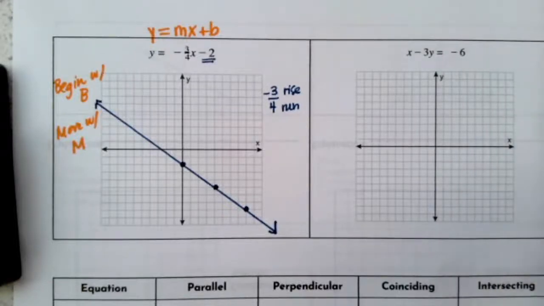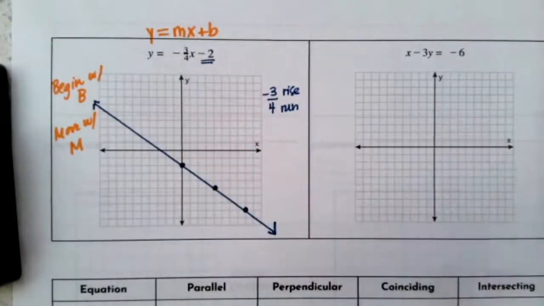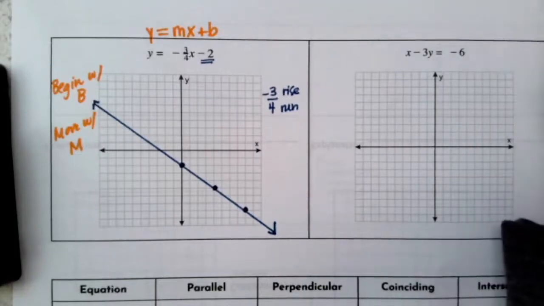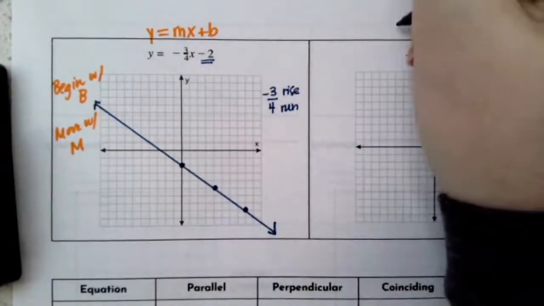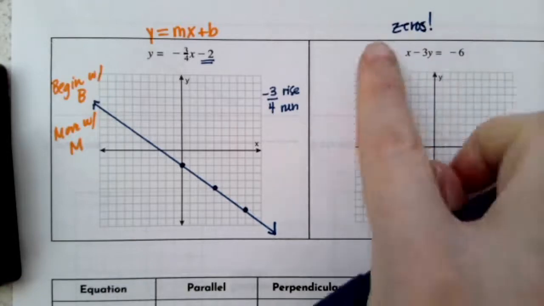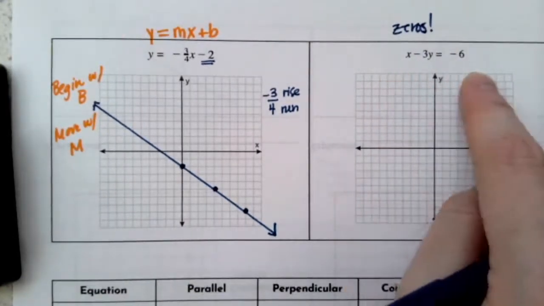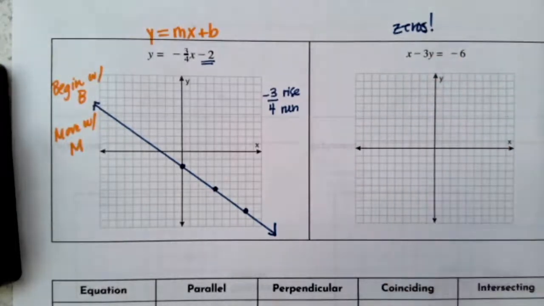So now we're going to do, this only works for the y equals mx plus b. So now we're going to do the other method of ones where we don't have y equals mx plus b. What do we do? And in this case, we're going to use the zeros method. So this one is begin with b, move with m. This is the zeros. And the reason it's the zeros method is because we are going to plug in 0 for x and solve, and then plug in 0 for y and solve to plot them on our graph.